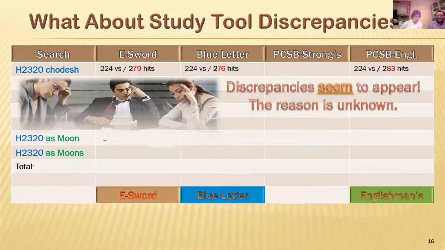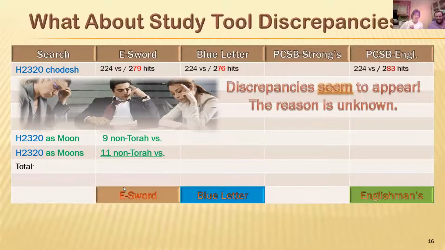So let's look at 2320 as moon. This is in the eSword. This is 2320 as just moon. There are 9 hits in non-Torah verses. For the word moons, which is plural, we have 11 hits, and it's actually 11 verses in non-Torah books.